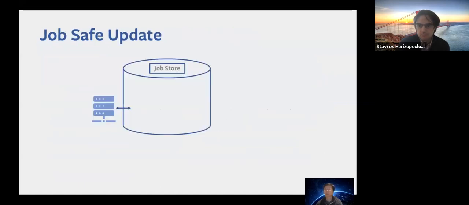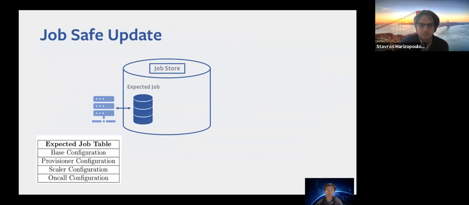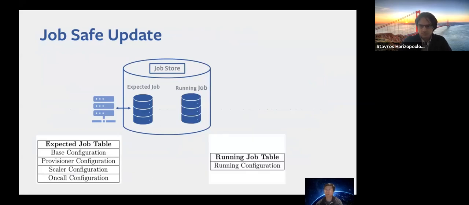To solve those problems mentioned earlier, we'll have two tables in the jobs.db. First is the expected job table. It stores the hierarchical config we mentioned earlier. This is where all actors write their modification to. The second table is the running job table. This table contains the running job config. It is the source of truth for the task management system.